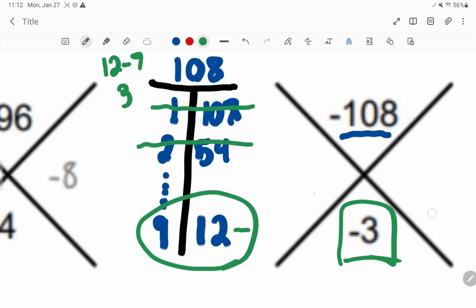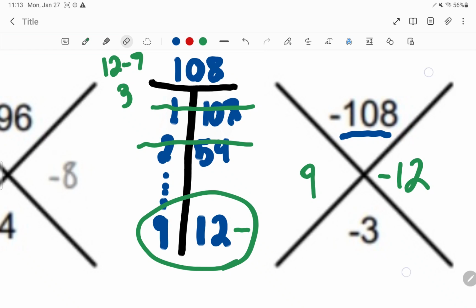So in this case, my answer is just 9, negative 12. The reason why that's the answer is whenever I add them, I'm going to get that negative 3. Alright, pretty easy. Now let's go ahead and do another one. We're going to do the same. We're going to apply the same rule.